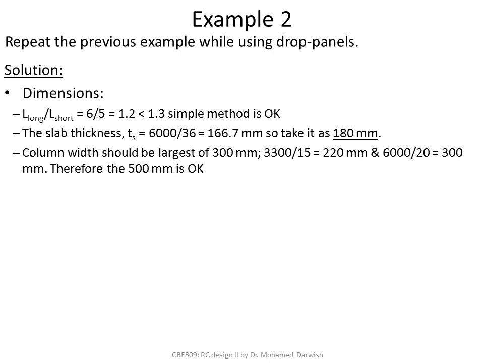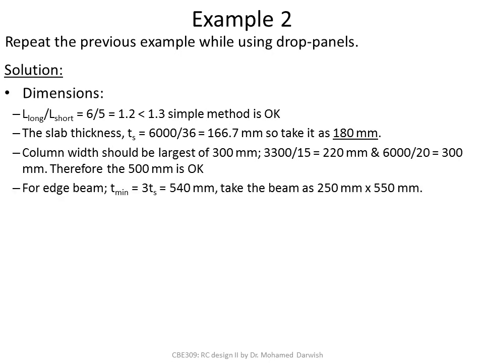The column width should be the largest of 300 millimeters, 3300 over 15, and 6000 over 20. So the 500 millimeter is okay. Again, the same thing is for the edge beam, but now you don't need as thick an edge beam as the one we did previously, because it's 3TS, so it's 540 millimeters. So you could simply take it as 550 millimeter instead of the 750 we have taken before.